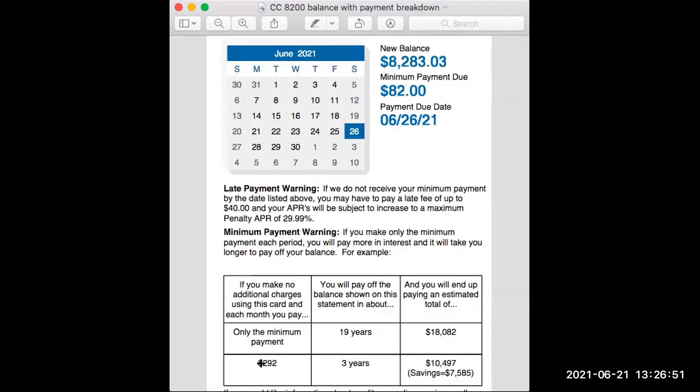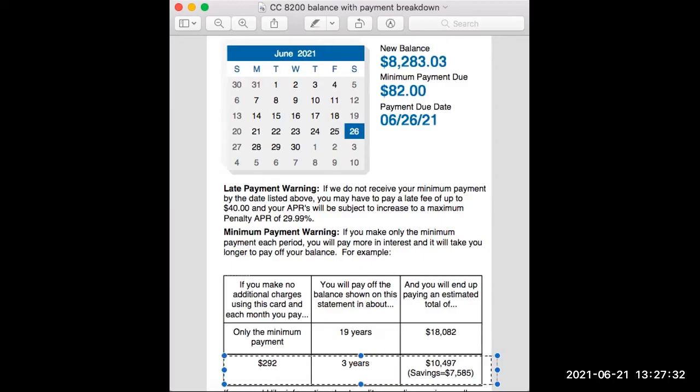Now they give you another scenario. Hey, if instead of paying $82, which is this row here, what if instead you paid $292 every month? Well, then you'd only pay for 3 years, and then the debt would be paid off. And the total amount you pay, the principal, $8,283, plus the interest, would only be $10,497. That's a savings of $7,500. And you're debt-free, at least in terms of this card, in 3 years as opposed to 19 years.